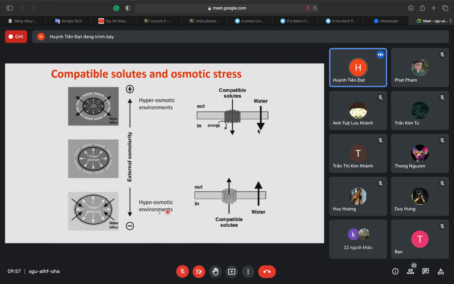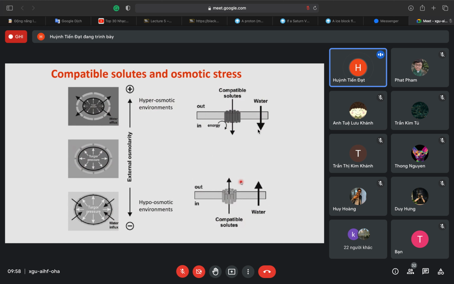Okay. So in the hypoosmotic environment, it means loss of water. Most likely the water will go in. Is it right? And now the compatible solute can move out. So when they move out, they extract the water, which moves with them. So it lowers the inner water. And then they maintain the good state of the cell.